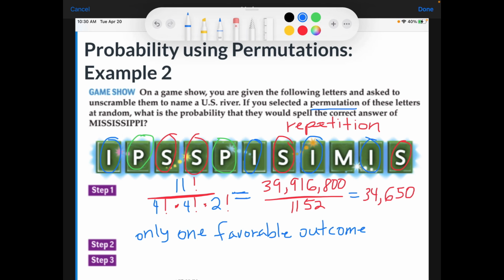So once again, remember, probability is always written in fraction form. So that's 1 out of 34,650. That's a very small chance of you being able to do that. Okay? All right, and that's your permutations.